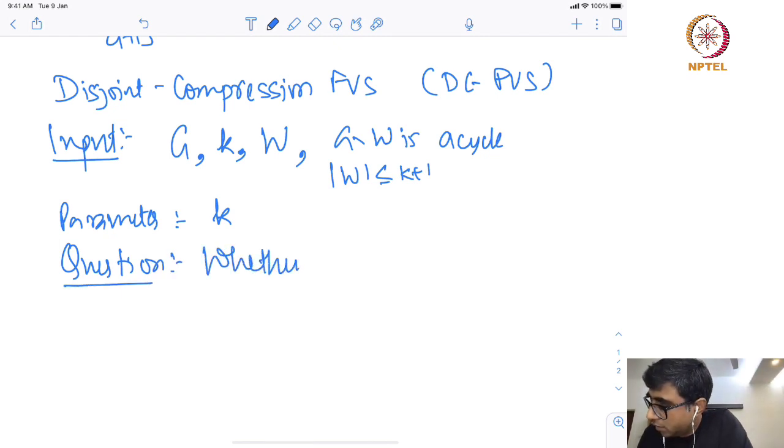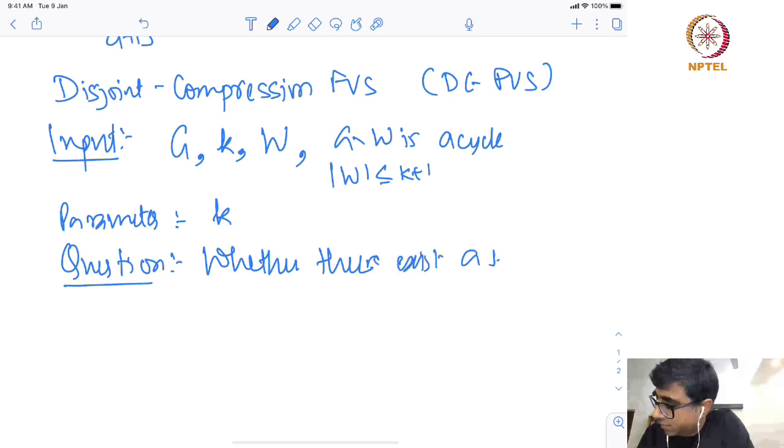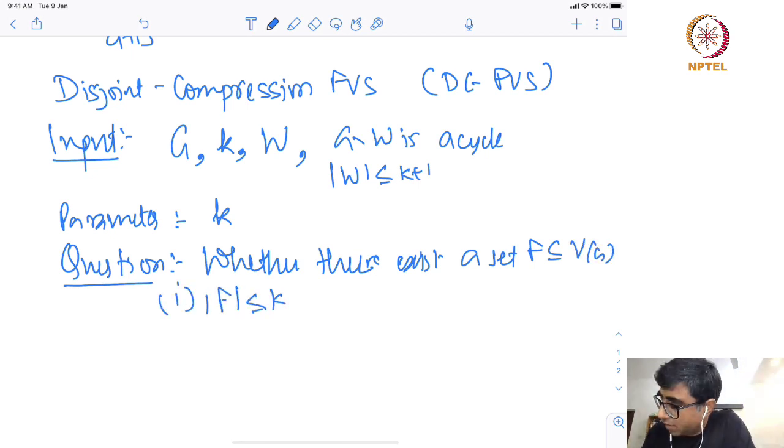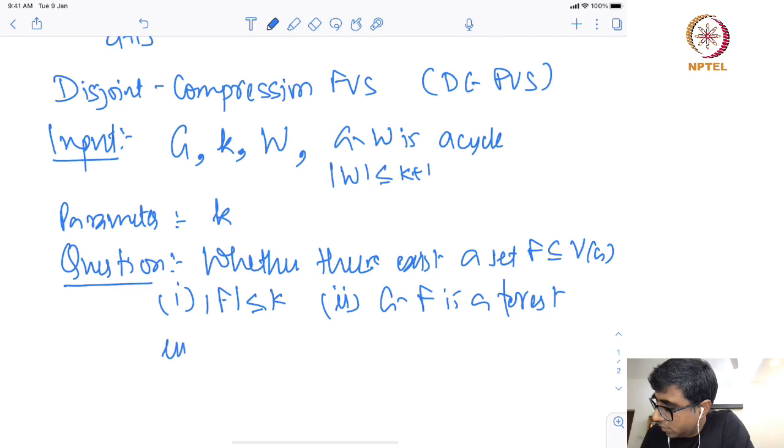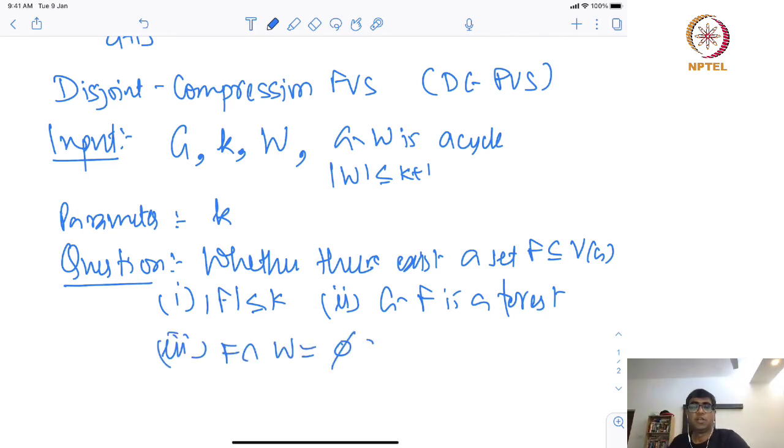The question we are going to look at is whether there exists a set F, a subset of V(G), such that first, F has size k, second, G minus F is a forest, and third, the intersection of F and W is empty. So, we are looking to test whether there exists a feedback vertex set whose intersection with the given feedback vertex set of size k plus 1 is empty, that is, disjoint.